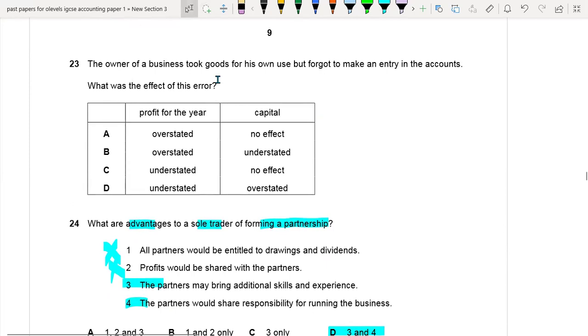So let's see the 23rd. Owner of a business took goods for his own use, but forgot to make an entry in the accounts. What was the effect of this error? Okay, so we know that whenever you have taken out goods for your own use, this would be deducted from the purchases.